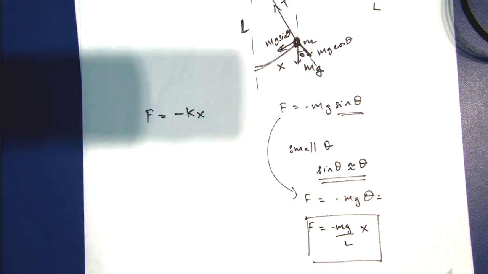Everyone following me? So what we know is that this thing is going to oscillate back and forth with the time period given by 2 pi under root m over k. The same as a mass on a spring.